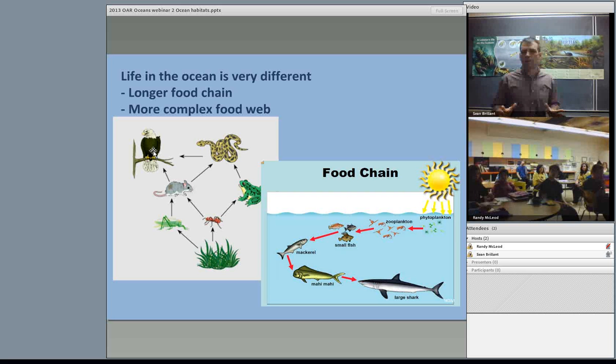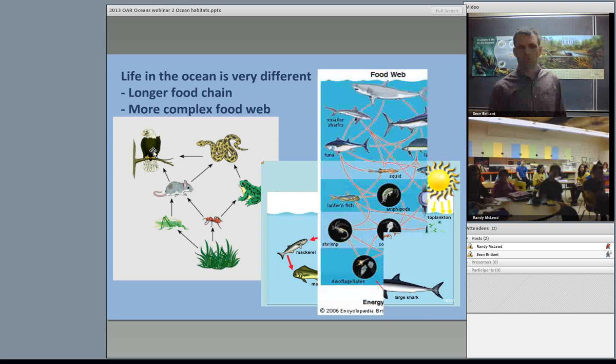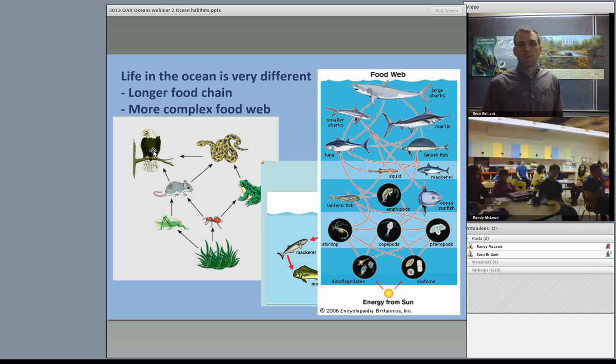And in fact, on average, the food chain in the ocean tends to have almost 6 levels, whereas on land and such, it tends to have 3 to 4 levels. So there's much more energy moving through the system. In addition, it can be more complicated.